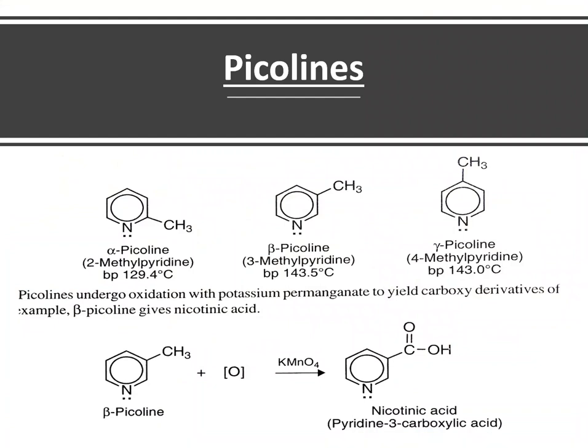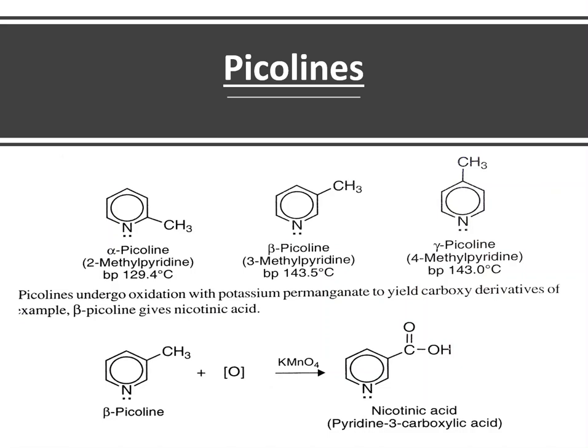So some derivatives of pyridines are picolines. So what are these picolines? Your pyridine ring with a substituted methyl in the ring. If the methyl group is substituted at 2 position, it is known as 2-methyl pyridine or alpha picoline. If it is substituted at 3 position, it is known as beta picoline. And if methyl is substituted at the 4th position, it is known as gamma picoline. These picolines play a very important role in various synthetic processes.